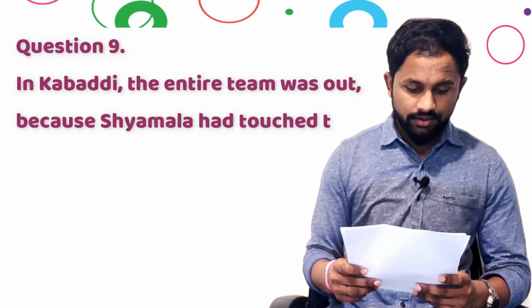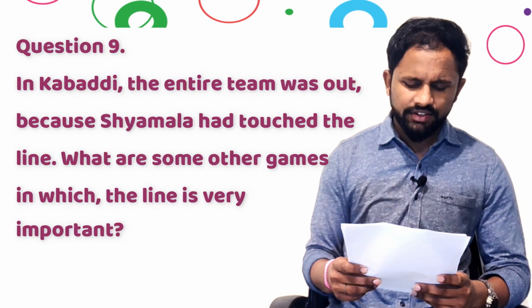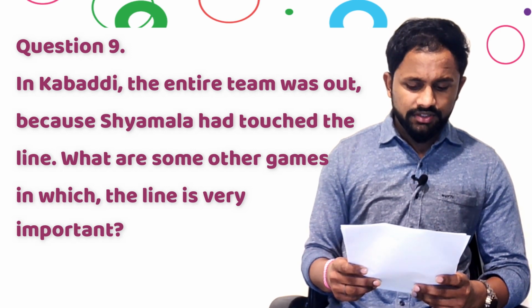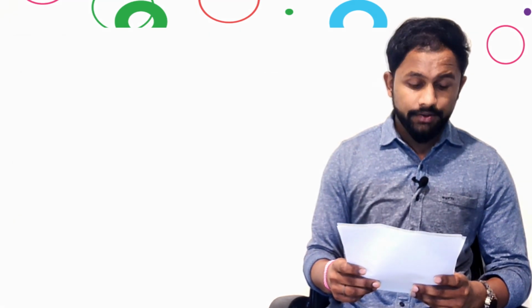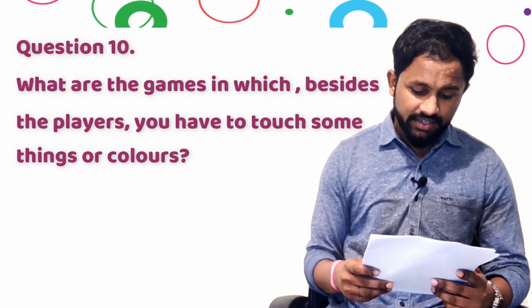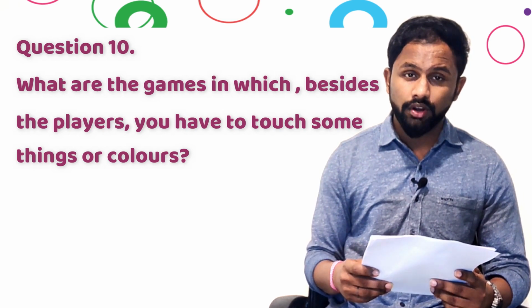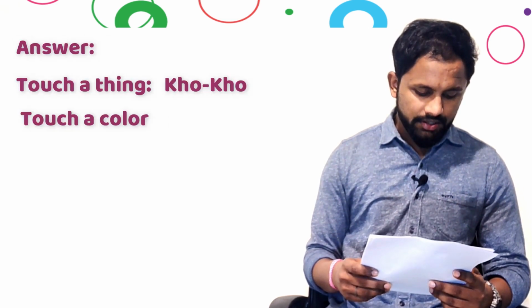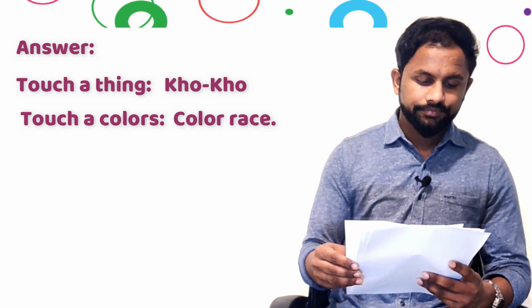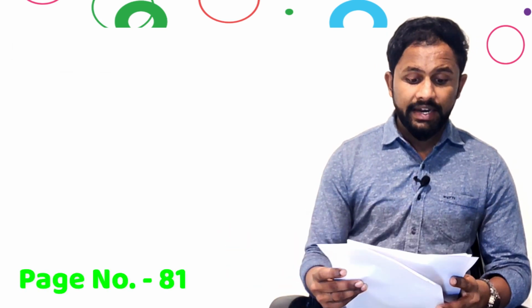Question number 9. In Kabaddi, the entire team was out because Shyamala had touched the line. What are some other games in which the line is very important? Answer is tug of war, badminton, table tennis, etc. Question number 10. What are the games in which beside the player you have to touch some things or color? Answer is touch a thing, Kho, touch a color, color race. Now let's move on to page number 81.